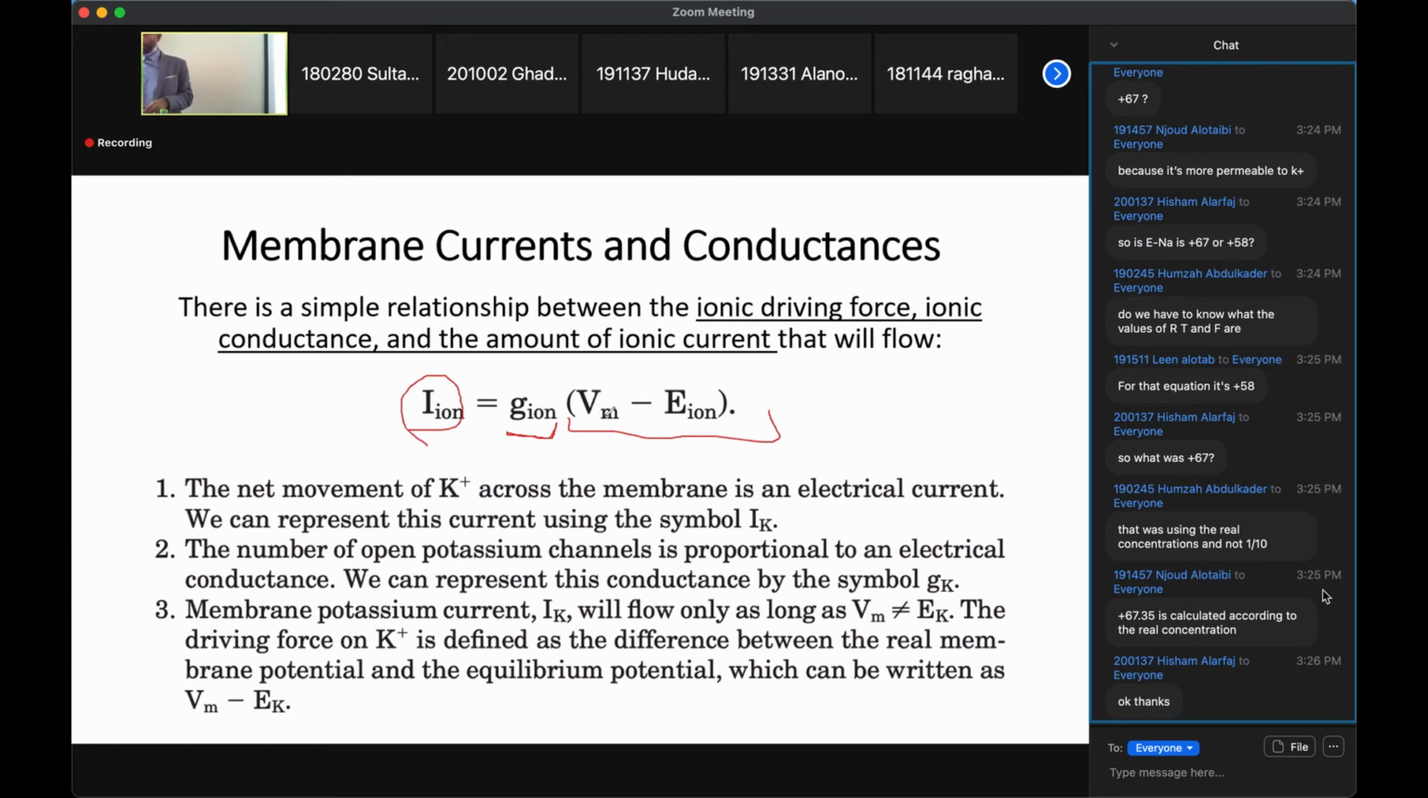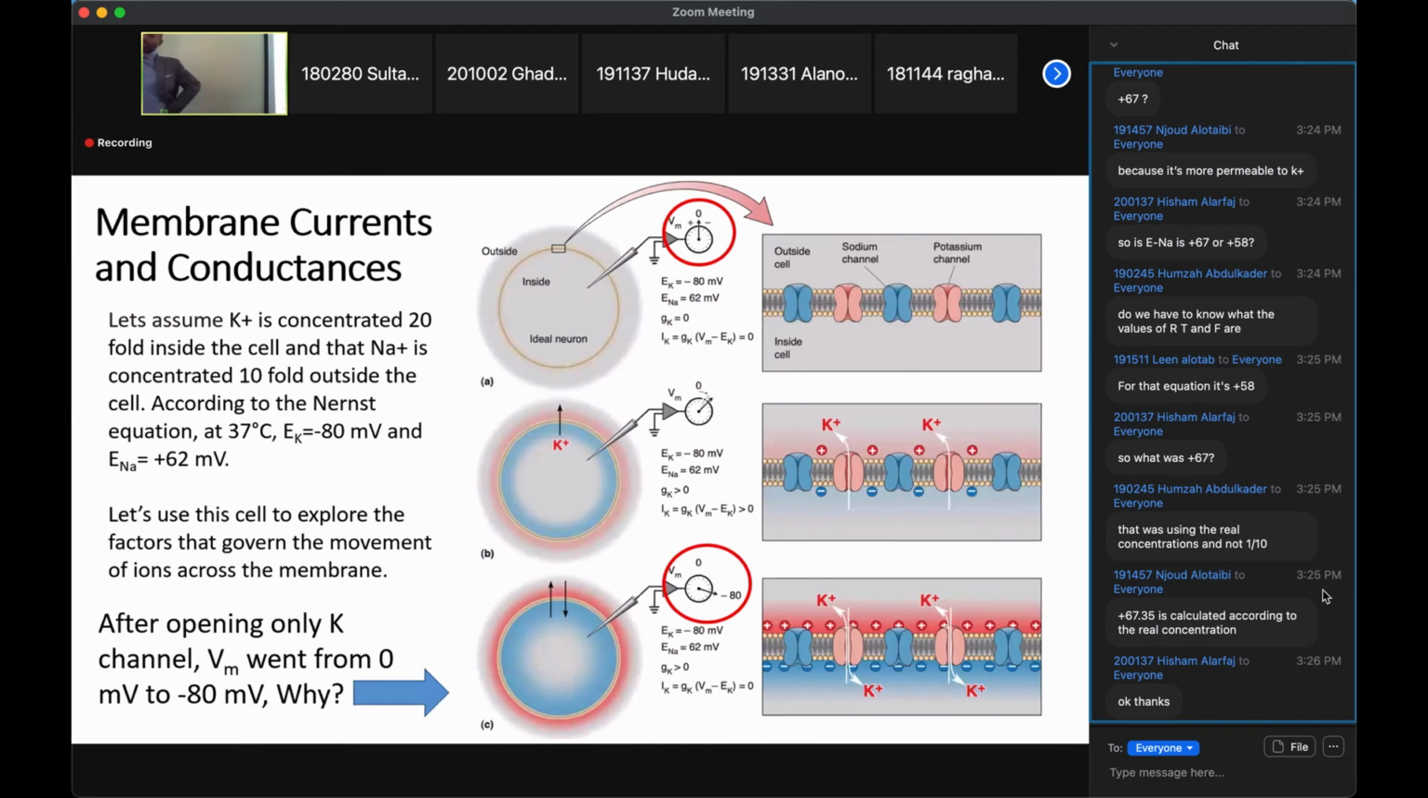So let's take this example here to clarify this concept. So this is a cell, okay? And so we said that inside the cell, we have a higher concentration of potassium, okay? And lower concentration of sodium. Now we know that the equilibrium potential for potassium is negative 80 millivolts, okay?